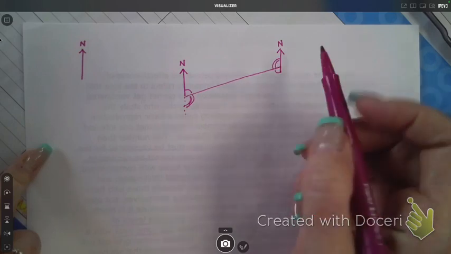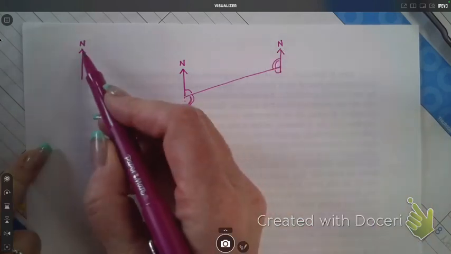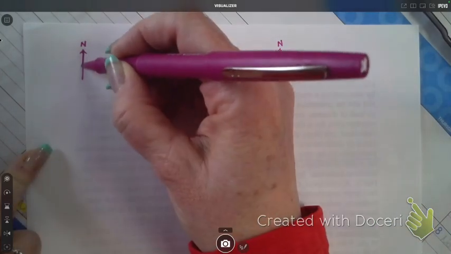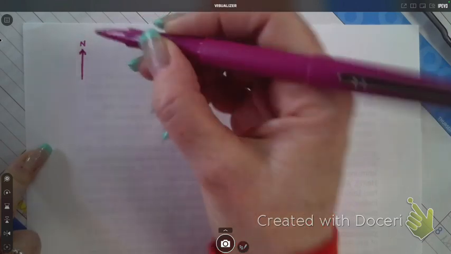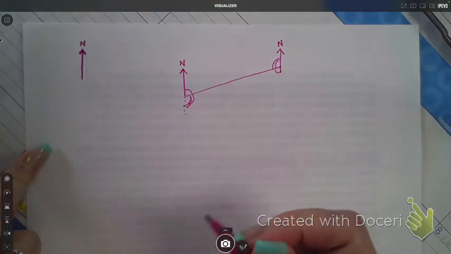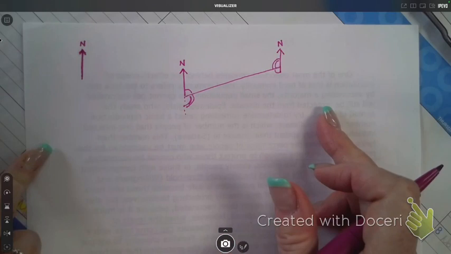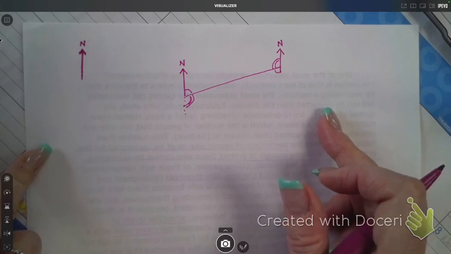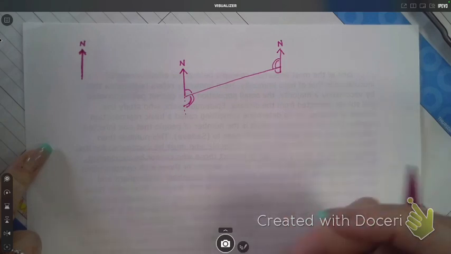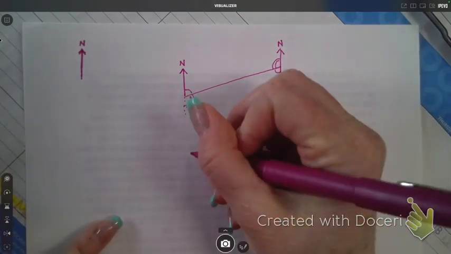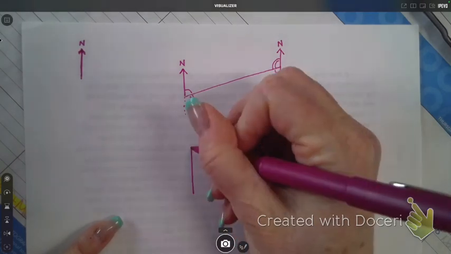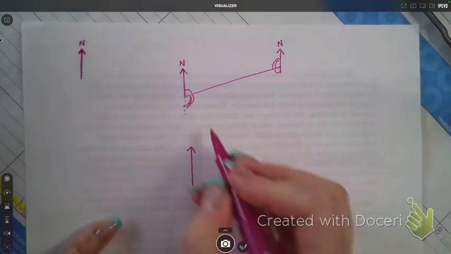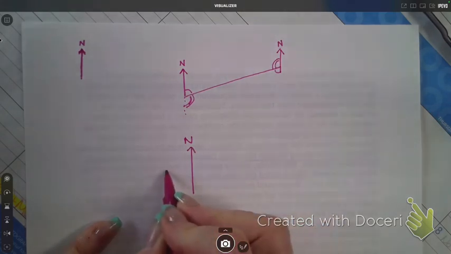Okay? So again, what makes it a north-south line is it has an arrow pointing north and an N. Without the N, it is not a north-south line, and you cannot make the assumption that they are all parallel. Am I clear on that? If you don't put the N there, it is not a north-south line, and I will not allow you to make assumptions that they're parallel, because that's what makes them parallel.